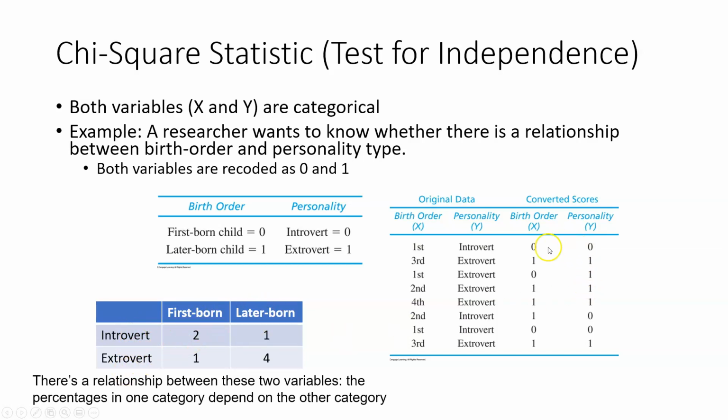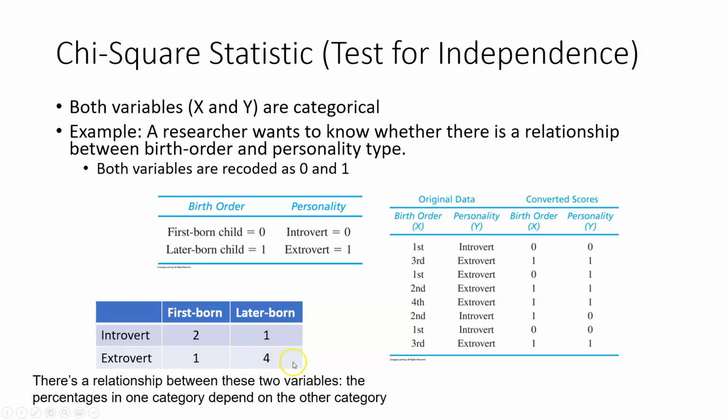And so I've taken these 0s and 1s here and put them into this table, and you can see here that what you end up with is 2 firstborn introverts, 1 laterborn introvert, 1 firstborn extrovert, and 4 laterborn extroverts.